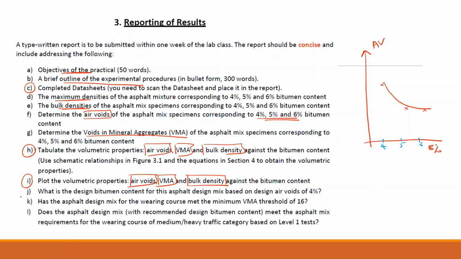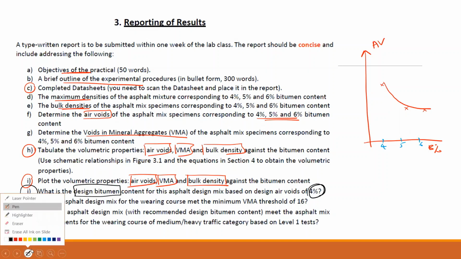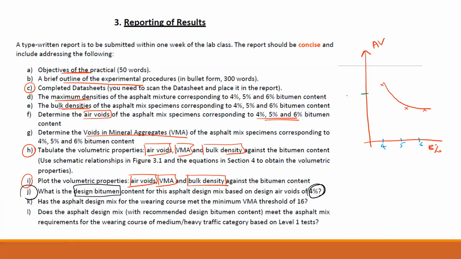Here, they're asking you to find the design bitumen content for 4% of air voids. So you use this graph to find the design bitumen content. When the air voids are 4%, you find the corresponding design bitumen content from the graph. There are 2 more questions for you to answer, so you read these questions and answer in your report.